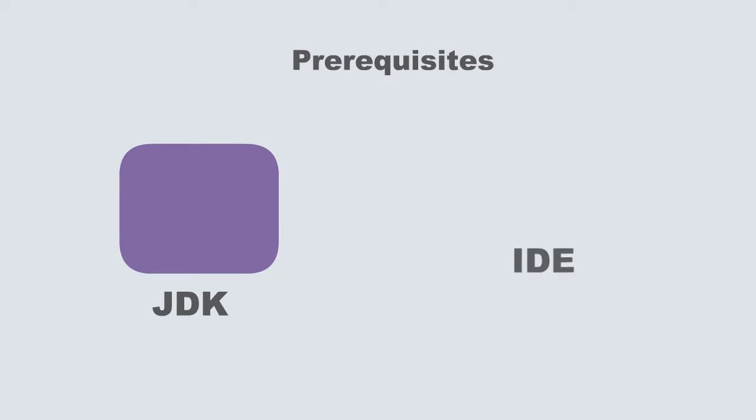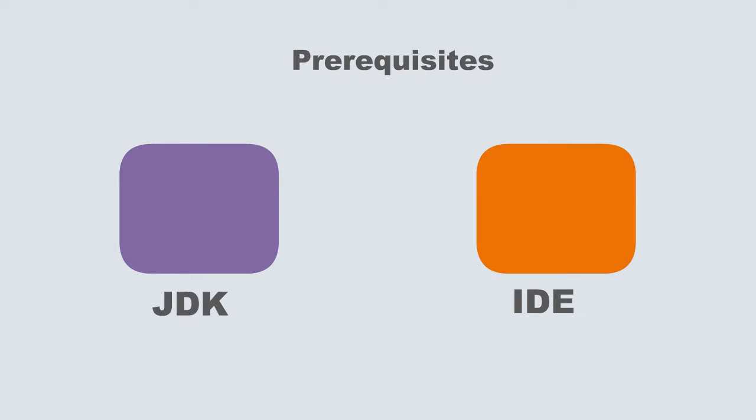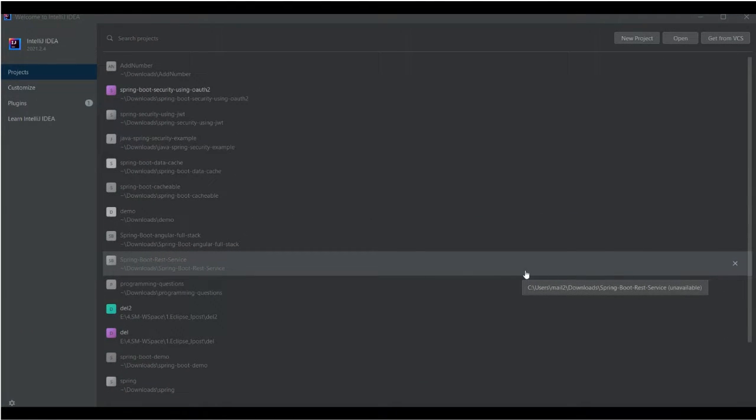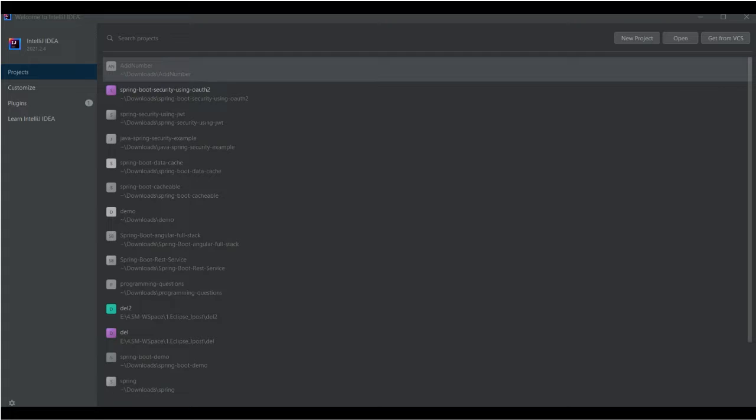You should already have the JDK and an IDE installed on your computer. If you don't have those, I have put the link in the description for that setup. I'm using IntelliJ IDEA IDE. The program we are going to create is to add two numbers.